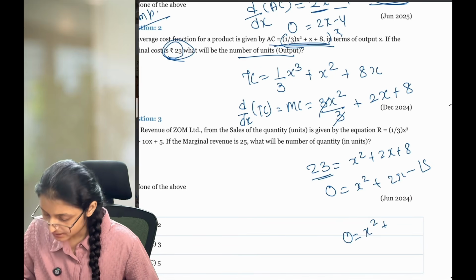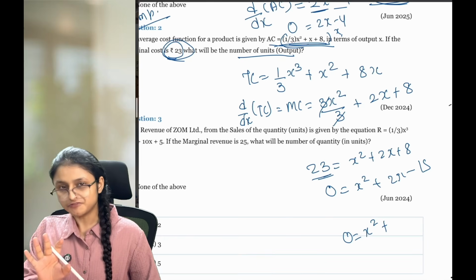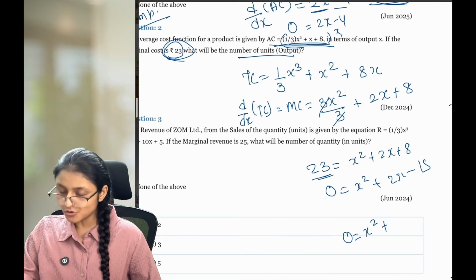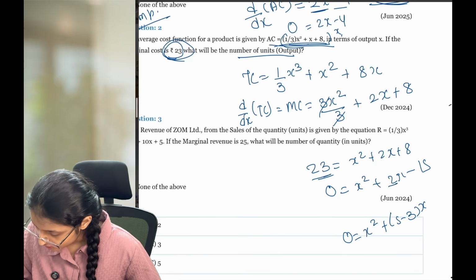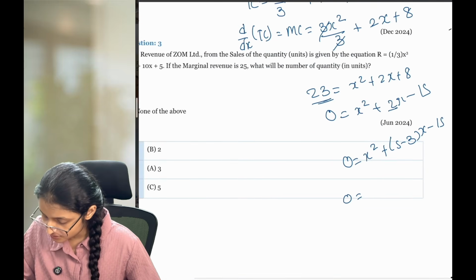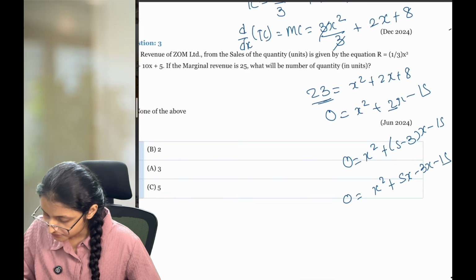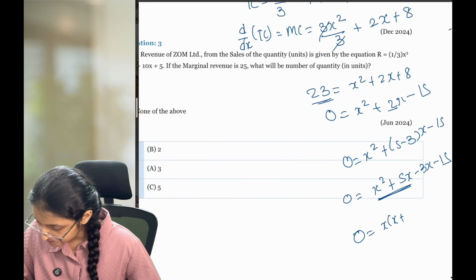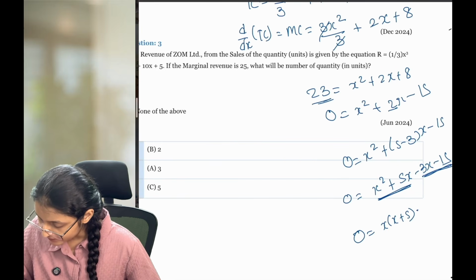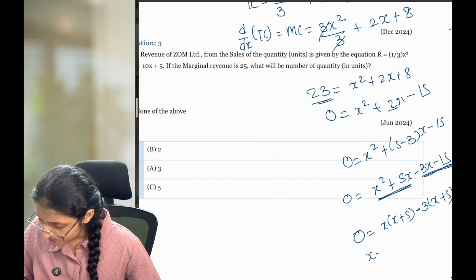0 is equal to x square. Think about it: 3 fives are 15, 5 threes are 15, and 5 minus 3 will give you 2 also. So 5 minus 3 can be written in place of 2, and minus 15. 0 is equal to x square plus 5x minus 3x minus 15. In the first two values I can take x as common, and in the last two values I can take minus 3 as common. So we are getting x minus 3 and x plus 5 is equal to 0.